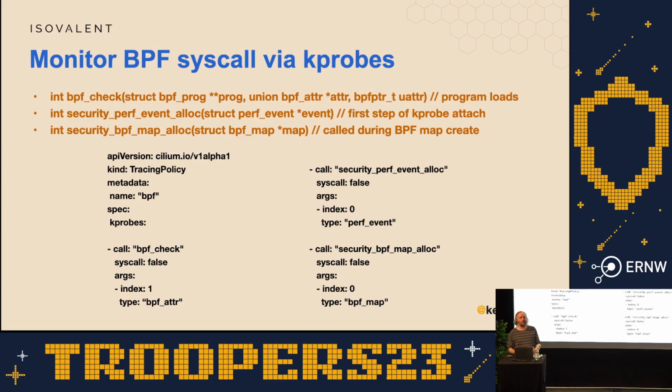But you could hook a number of the functions that this syscall calls by following those breadcrumbs, as I said, from the Elixir. In this case, BPF check is called when a program loads. Security perf event alloc is called during attaching to a kprobe, attaching to a kernel function. And security BPF map alloc is called during the creation of a map. Maps, for those who don't know, are basically the fundamental data structure that BPF programs rely on. You can have maps that are arrays, maps that are hashes, maps that are ring buffers, etc.